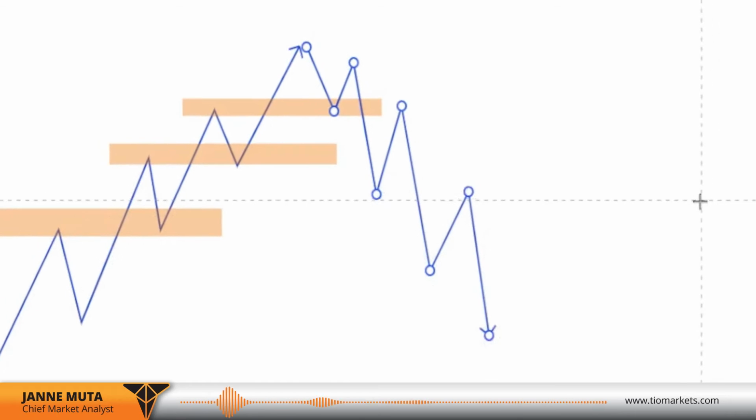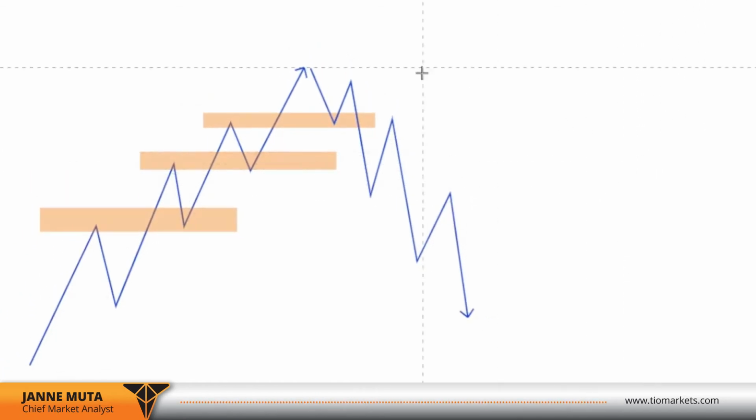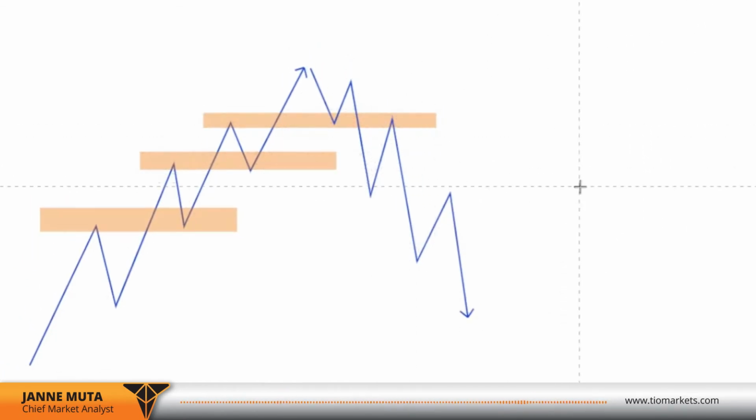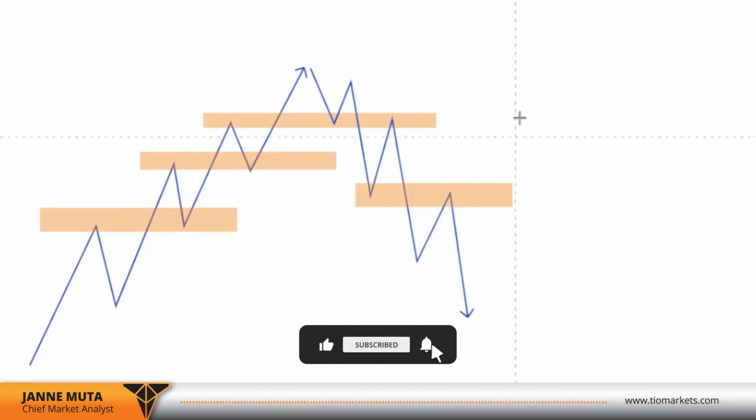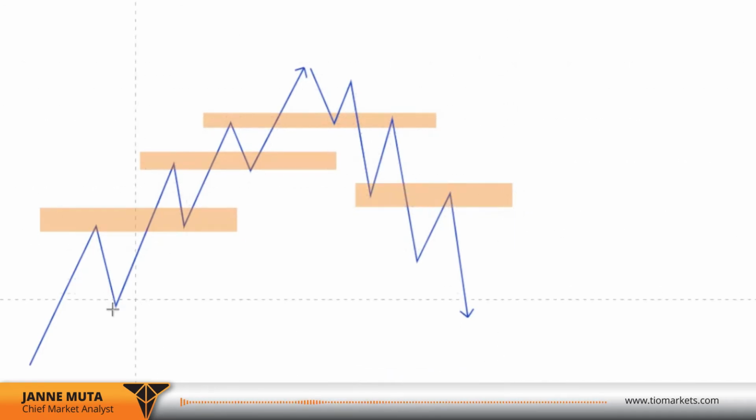And this way we have more confirmation that the market is bearish. We get these breaking points, and we can use them to open short trades in this case. So when the market is moving higher, we want to be buyers. When the market is moving lower, we want to be sellers.